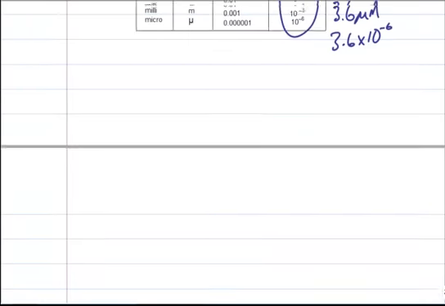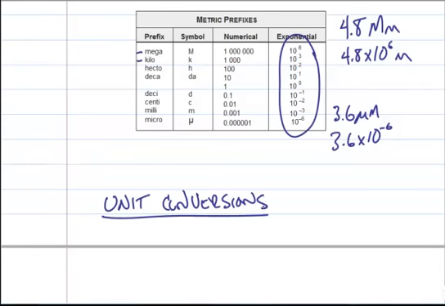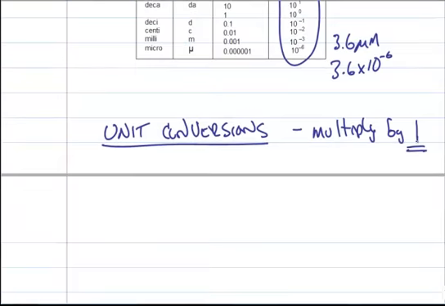Now, unit conversions. We can use this when we do unit conversions. Let's say we want to convert kilometers into centimeters. Here's my way of describing unit conversions. When we're converting units, we multiply by 1. What do I mean by that? When you multiply by 1, you're not changing anything, right? So multiplying by 1 simply means keeping the same value, the same magnitude, and changing perhaps the units.